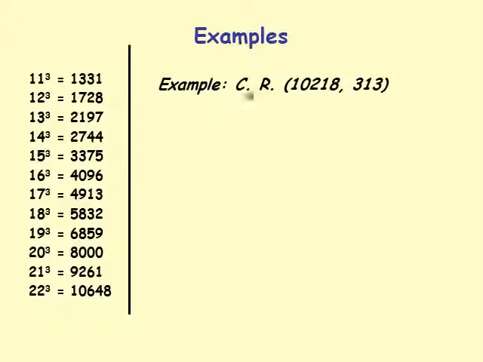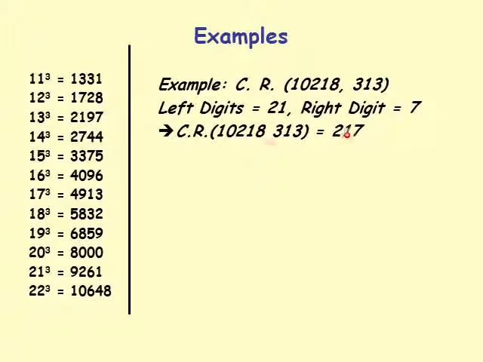Here's my example. Cube root of 10218, that's about 8 digits. Leftmost digit is 10218, which is between these two cubes. That means 21 is my left digit. Right digit is 3, from 3 it is 7. So cube root of 10218 is 217. Let's continue here. So that's cube root here.